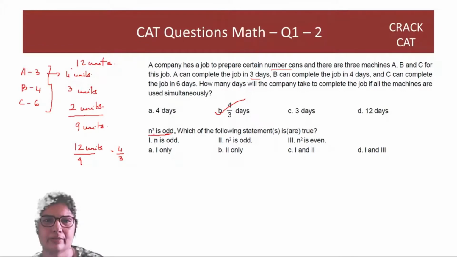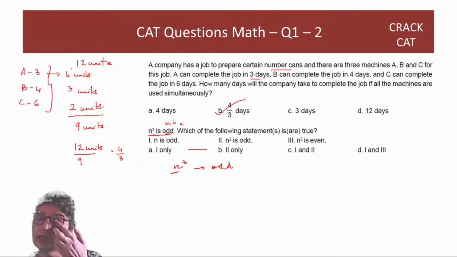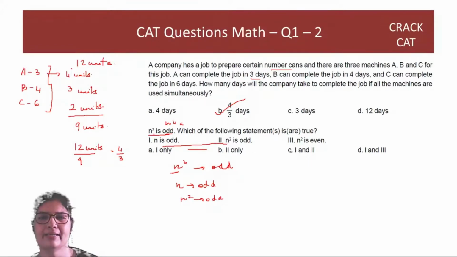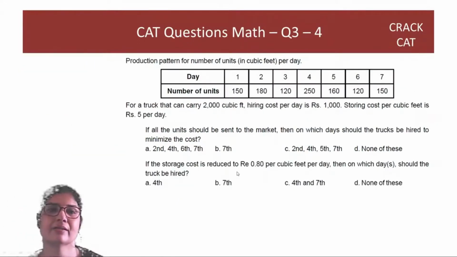If n cube is odd, what is true from these statements? Generally they need to mention that n is a natural number or something. Of course, usually n is used for positive integers only, but anyway, they should mention that specifically. So if n cube is odd, that means n itself is odd and n square is also odd. So 1 and 2, they both are true, and hence the option is C, 1 and 2. Great. Next.